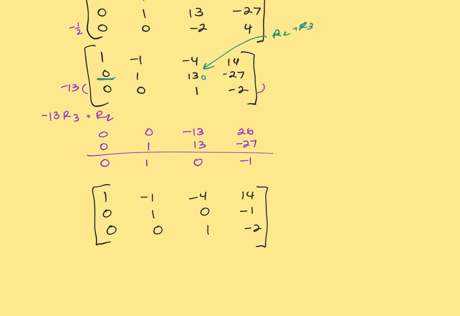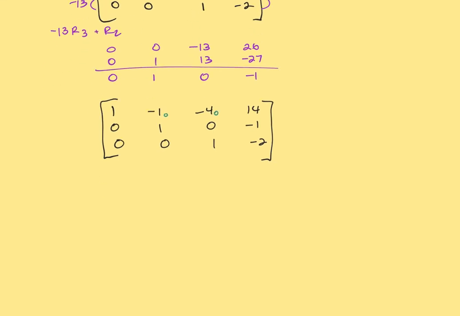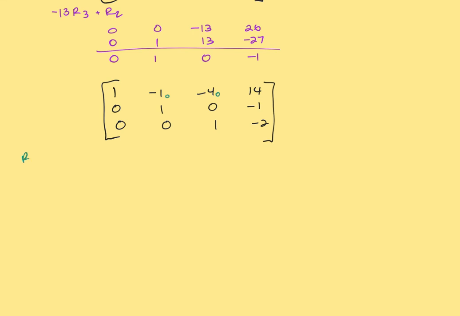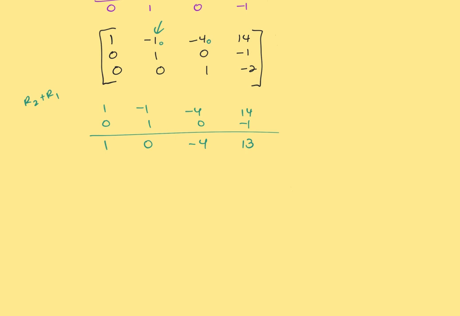All right, now, again, I need zeros in this spot and in this spot, and the order in which I do them doesn't matter. You can add row 2 to row 1, and what are you trying to do there? Put a 0 in this spot. 1, negative 1, negative 4, 14, 0, 1, 0, negative 1. 1, 0, negative 4, 13. That replaces row 1.